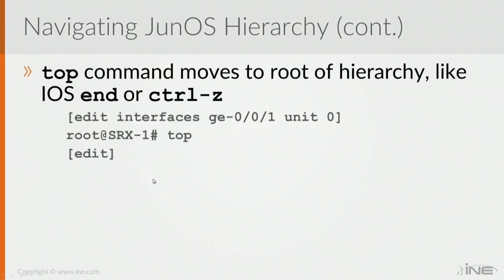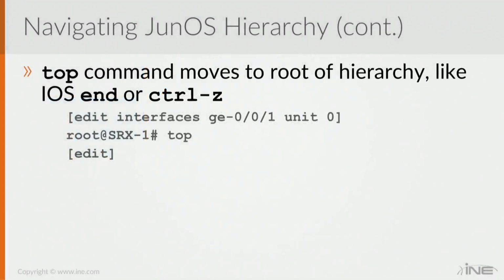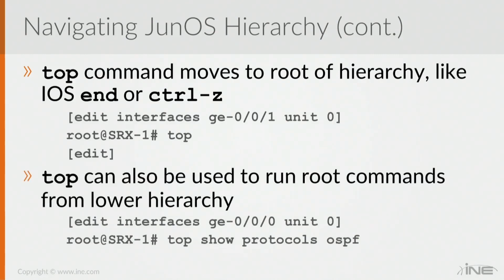The other option is if you want to go all the way up to the root of the hierarchy, you say top. This is the equivalent of either saying end in IOS or Control Z. Now, once you go back to the top of the hierarchy, it doesn't necessarily mean that we've saved our changes, though. So we'll still have to use a commit command to actually apply whatever configs we want from the candidate configuration to the active configuration. And we'll see shortly how we can actually tell what those changes are that we want to apply. The other real useful feature of this top command is that you can run commands at the root level while already being in lower levels of the hierarchy.